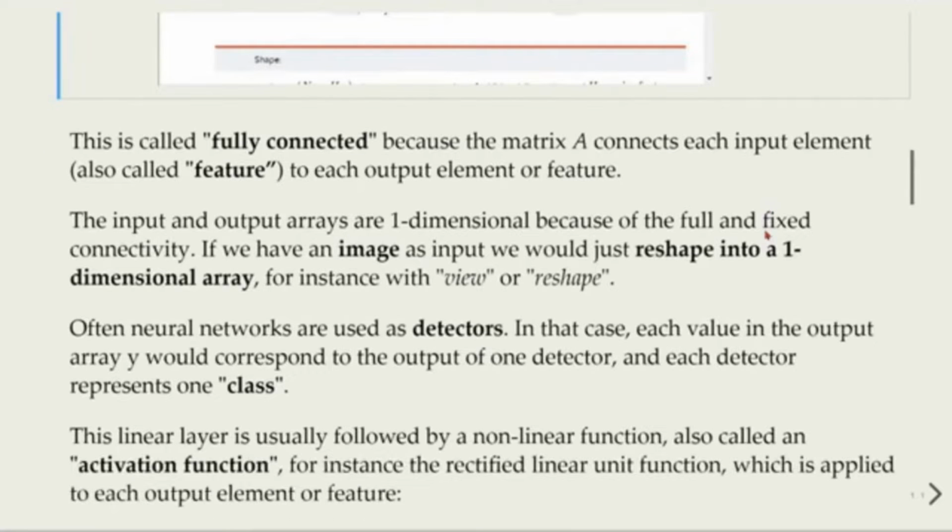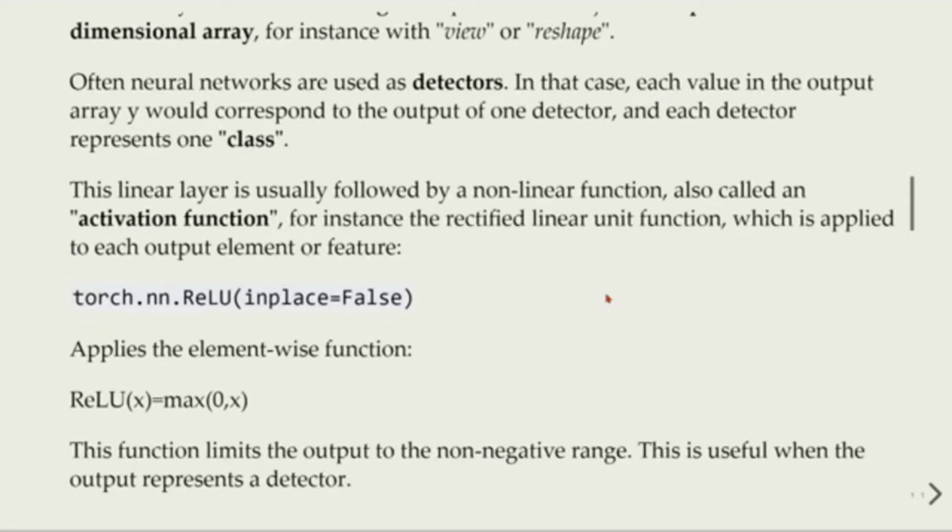The input and output arrays are one-dimensional because of the full and fixed connectivity. If we have an image as an input, we will just have to reshape it into a one-dimensional array, for instance using view or reshape in PyTorch. Often neural networks are used as detectors. In that case, each value in the output array Y would correspond to the output of one detector, and each detector represents one class. This linear layer is usually followed by a nonlinear function, also called an activation.